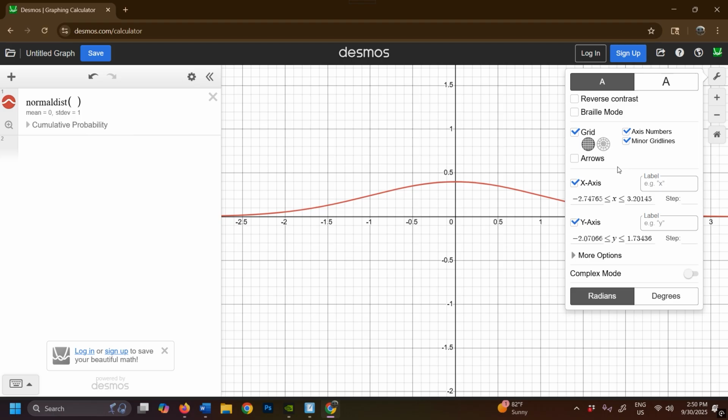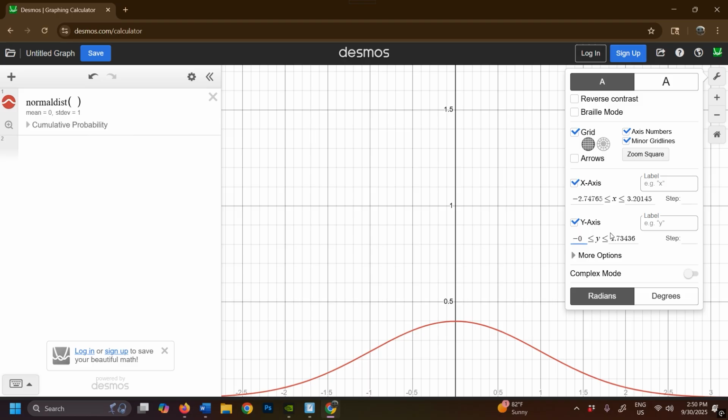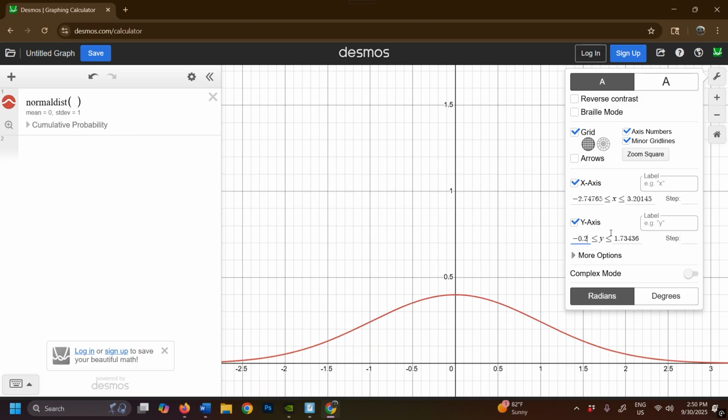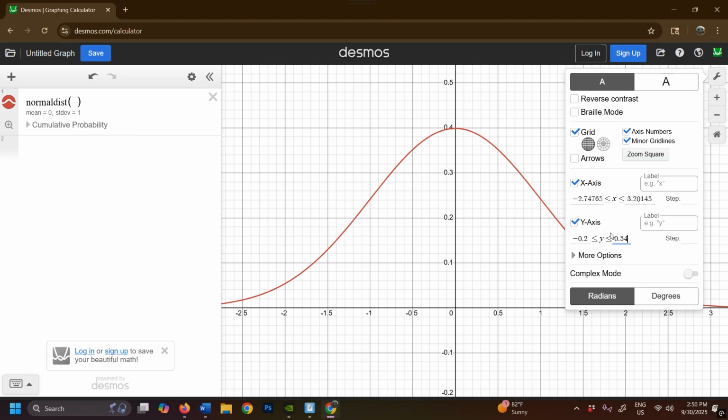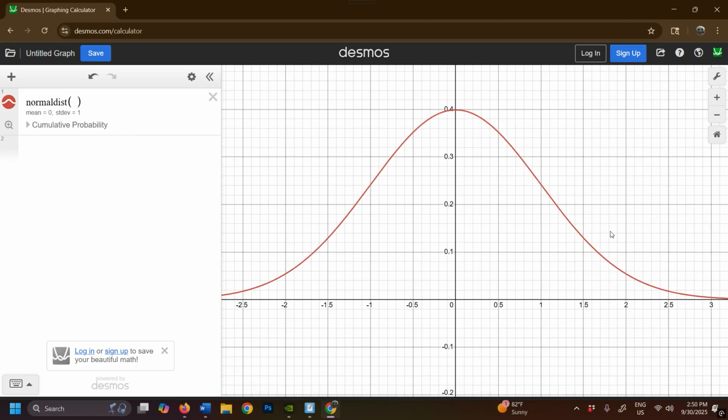Let's change the y values here real quick. Let's make it negative 0.2, and then we'll make the top y value just 0.5. There we go. Now it looks more like a standard normal curve here.